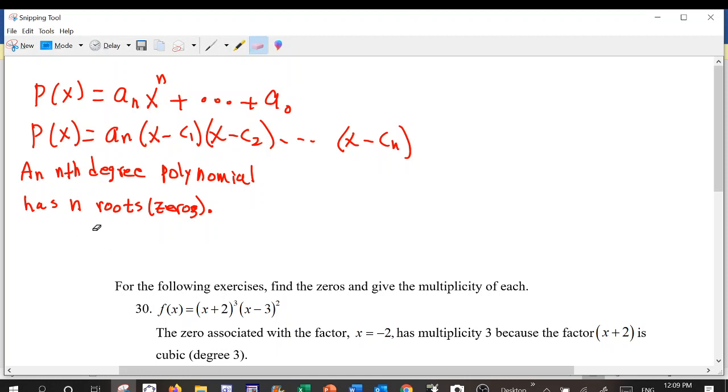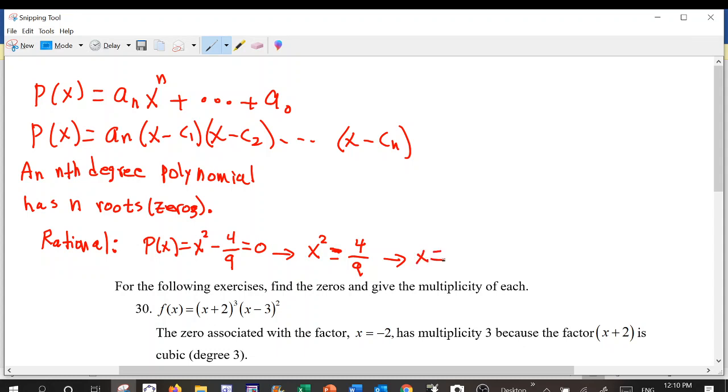Now, the roots of polynomials could be rational roots. So what do I mean by rational? For example, a polynomial x squared minus, let's say, 4 over 9, right? Now, what are the roots of this? If you set it equal to 0, x squared equals 4 over 9. So x is plus and minus the square root of this, which is 2 over 3. So these are rational roots.